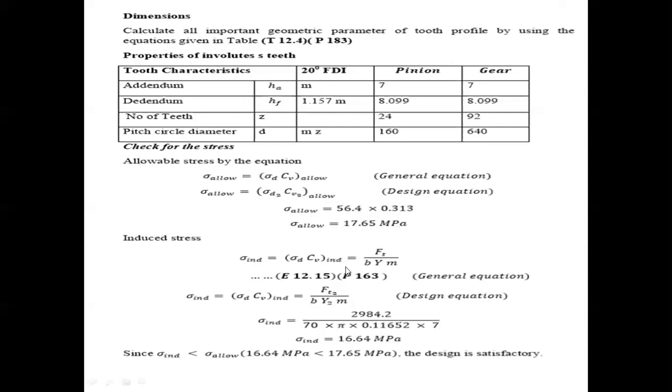Next, check for induced stress value. That equation you can extract from equation 12.515. That is the Lewis equation, which they have given for tangential tooth load. Here substitute Ft, b, y as well as m, and you'll get that value as 16.64 megapascal. Now comparing the allowable stress and the induced stress, allowable is 17 and induced is 16.6. So we can conclude that induced stress is lesser than the allowable stress, hence the design is satisfactory. That is one stage in step number 3.